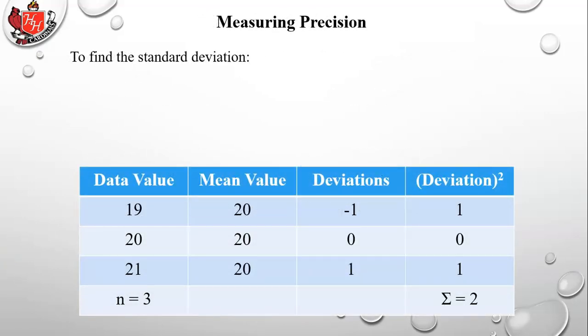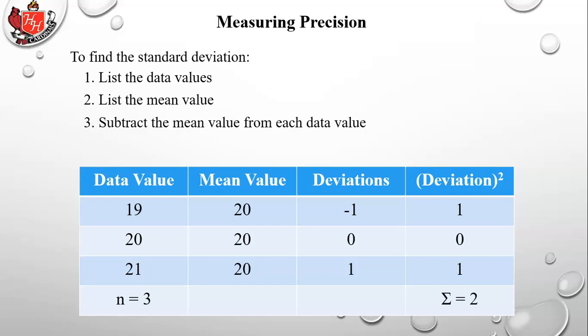Okay, so let's take set 1 right here. The first thing you do, you make a 4-column table like this. You list the data values, 19, 20, and 21. In the next column, mean value, you list the mean that we calculated of 20. Then you subtract. That's called the deviation. You call it the difference.